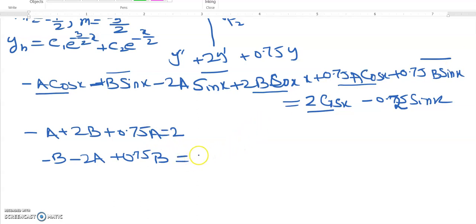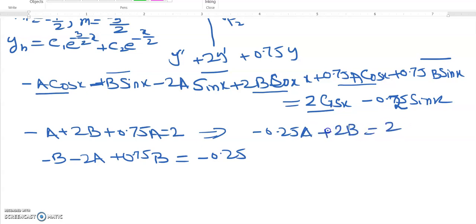So equal to minus 0.25. So this equation simplifies into minus 0.25a plus 2b is equal to 2, and this equation simplifies into minus 2a minus 0.25b is equal to minus 0.25.